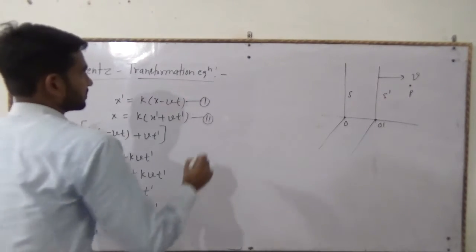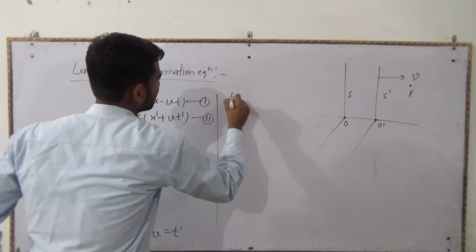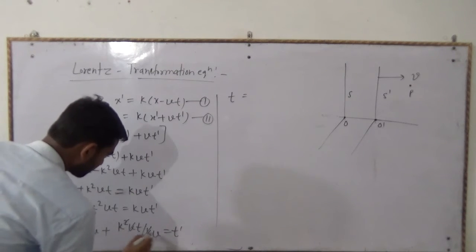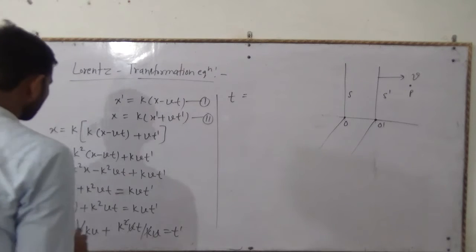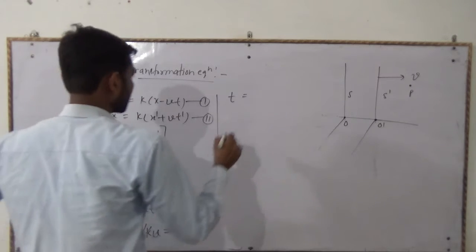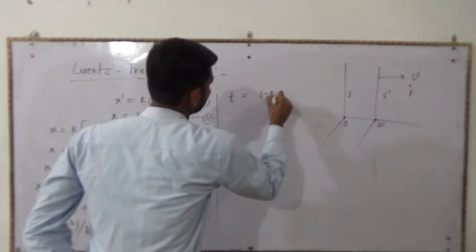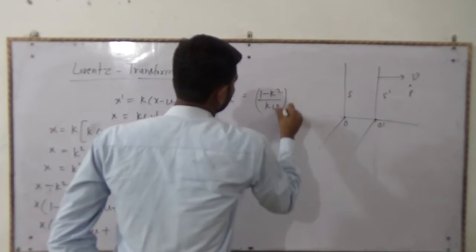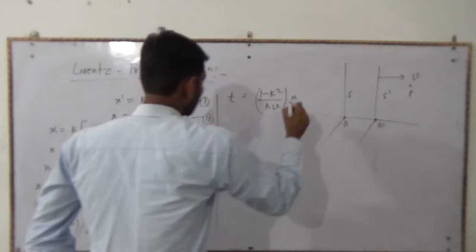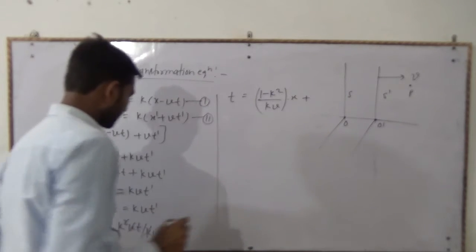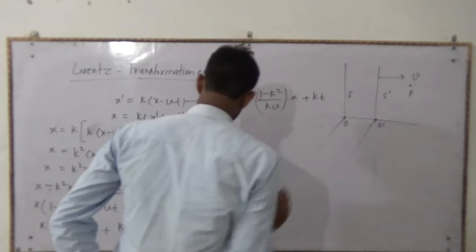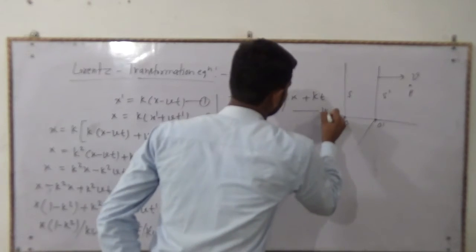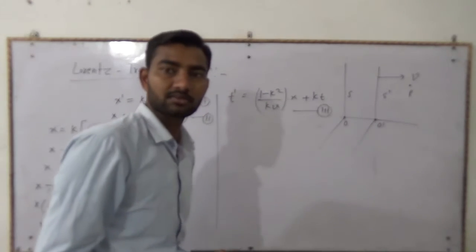From here the value of t dash we can write very easily. Here one power of k will cancel out, v and v will also cancel out, and then we get t dash equals (1 minus k square) by kv into x plus kt. T dash will be this. We are considering it as equation number third.